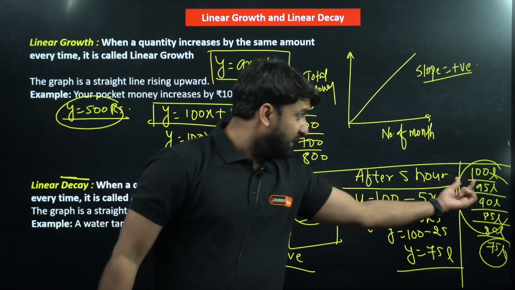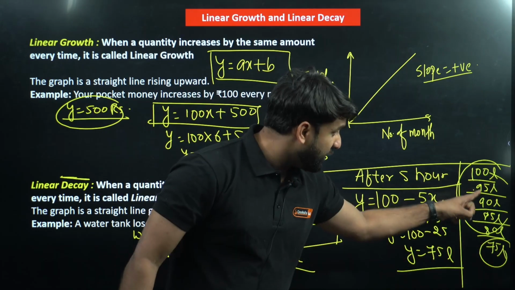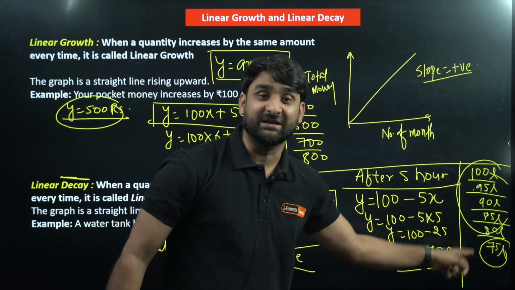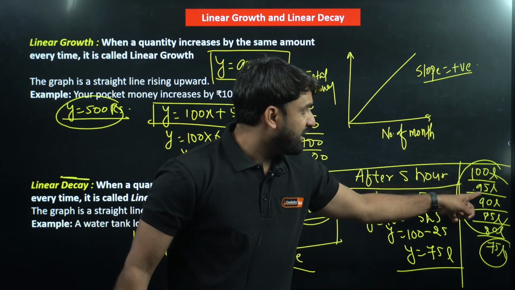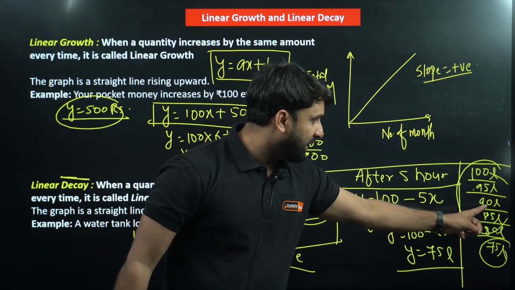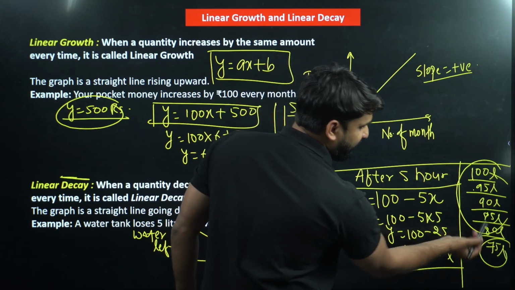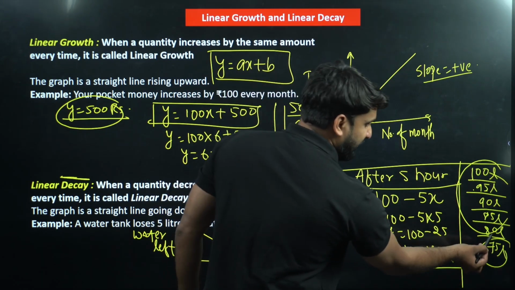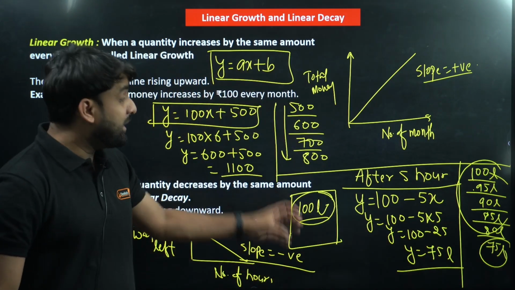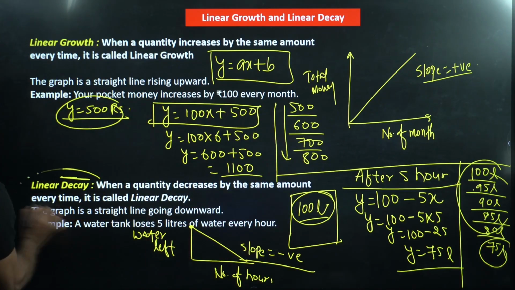So can you see here, the amount of water is decreasing linearly. There is an equal gap between all consecutive numbers. The gap between 100 and 95 is 5. The gap between 95 and 90 is 5. The gap between 90 and 85 is 5. The gap between 85 and 80 is 5. The gap between 80 and 75 is 5. So the amount is decreasing linearly, and that is why this is called linear decay.